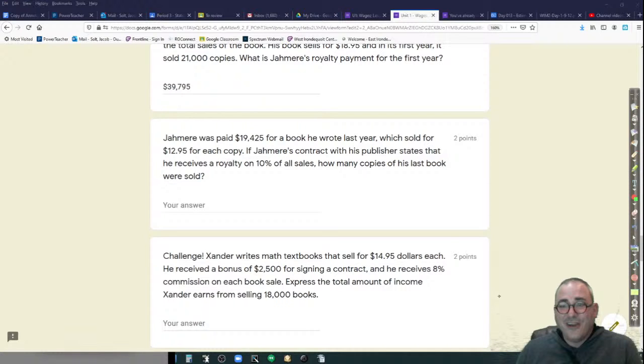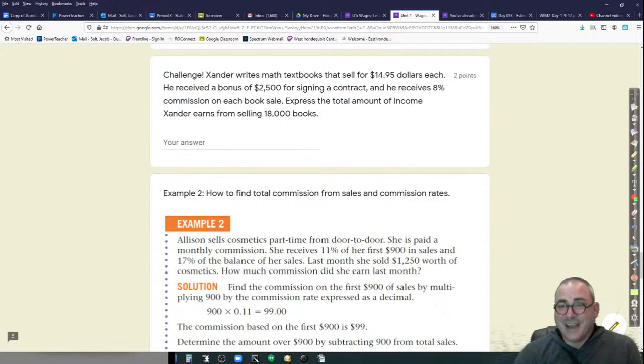Honestly, it's not much of a challenge here. The only thing different from this problem as the others is you're going to have to add 2,500 on top of whatever he got for commission because there's a signing bonus. That's all it is. I'm not trying to trick you. Just a little twist on it.